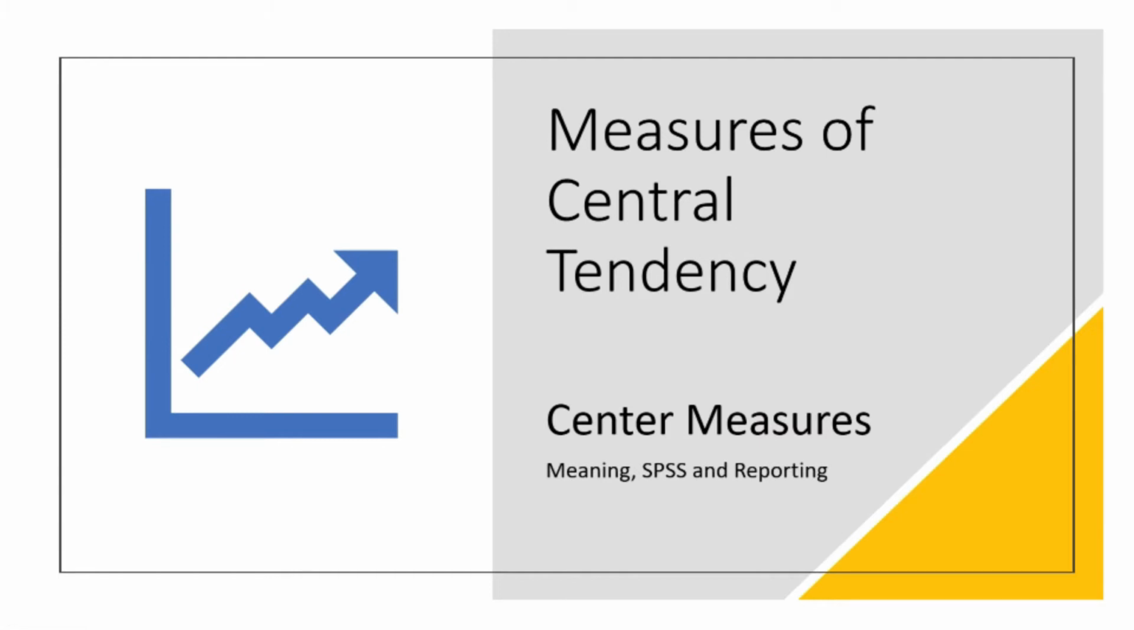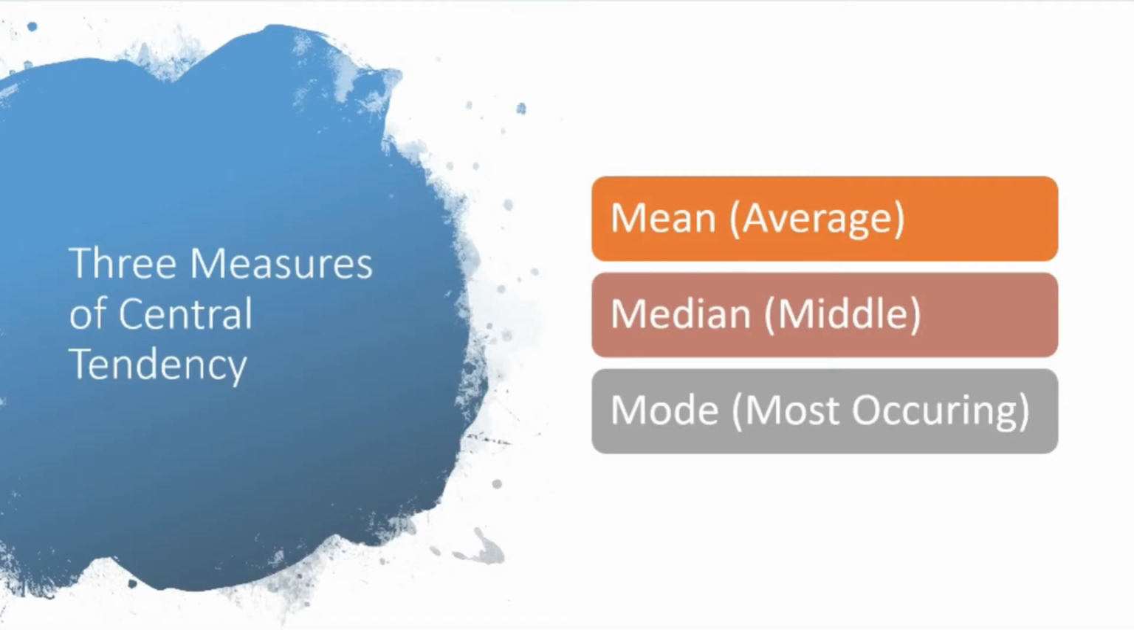Welcome to the tutorial of measures of central tendency to be used in SPSS and reported in Word. There are three measures of central tendency: the mean, the average, the median, the middle, or the mode, the most occurring.